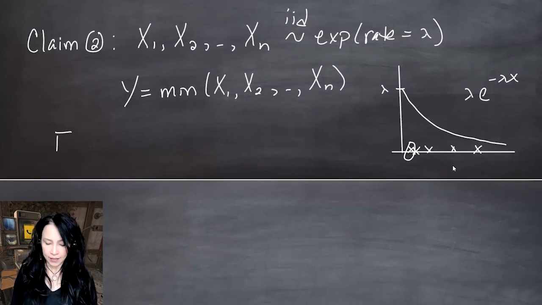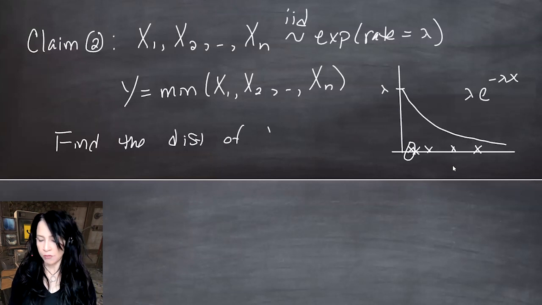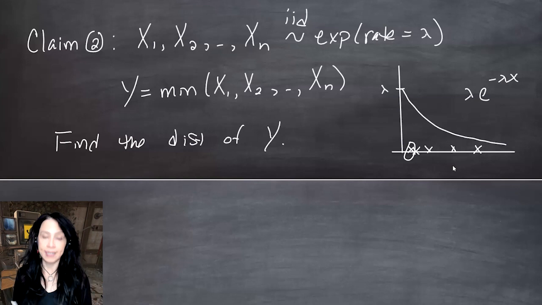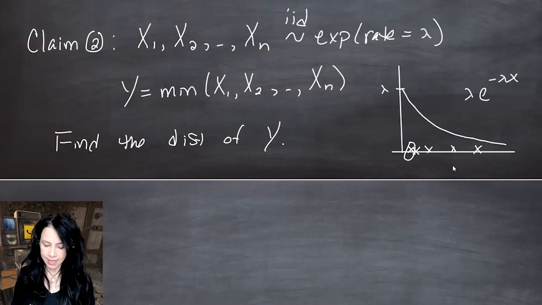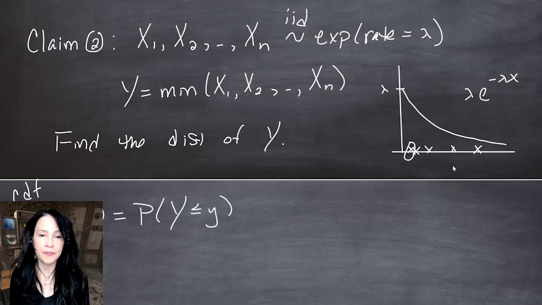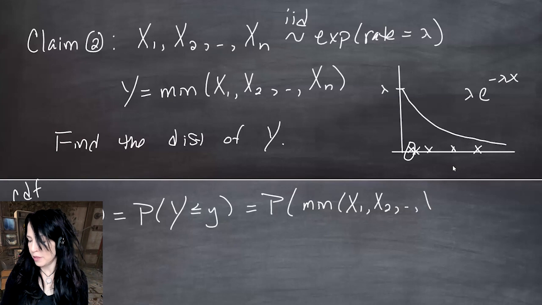So let's find the distribution of y. I think it's easiest when you're working with minimums or maximums to look at the CDF. So let's consider the CDF, the cumulative distribution function for y. This is the probability that y is less than or equal to some little y. I don't really need to write this, but maybe it'll be a little more illuminating to see the minimum in there. So I'm just going to replace that capital Y with this minimum.